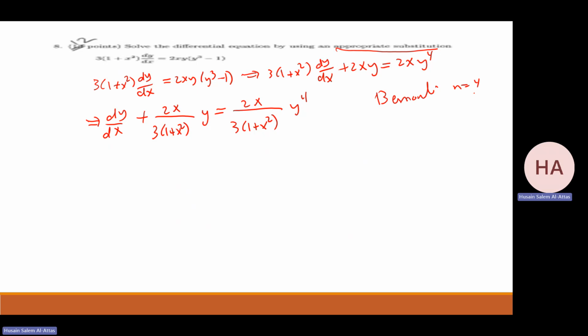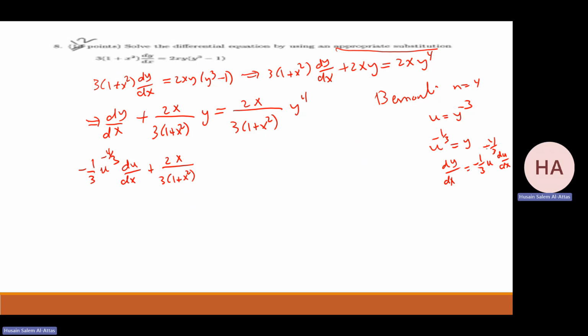With n equal 4, u equals y to the minus 3. So u is minus 1 over 3 equal y. So dy over dx equals minus 1 over 3 y to the minus 4 over 3 du over dx. That gives me minus 1 over 3 u to the minus 4 over 3 du over dx plus 2x over 3, 1 plus x squared, y, which is u to the minus 1 over 3.